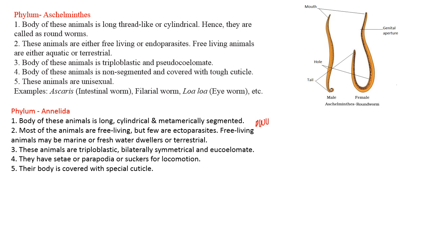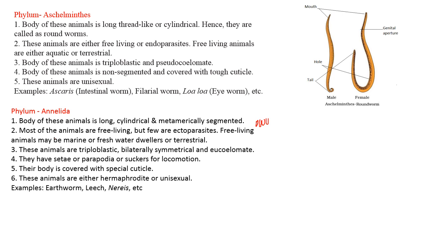Their body is again covered with special cuticle. As you can see, they move with setae or parapodia, means with their skin mostly, so they should not get any harm to their body, and therefore their body is covered with a special cover, mostly made up of calcium carbonate. These animals are either hermaphrodite or unisexual. Some can be hermaphrodite, means they have both sexes in them, or they can be unisexual, so male and female will be separate.